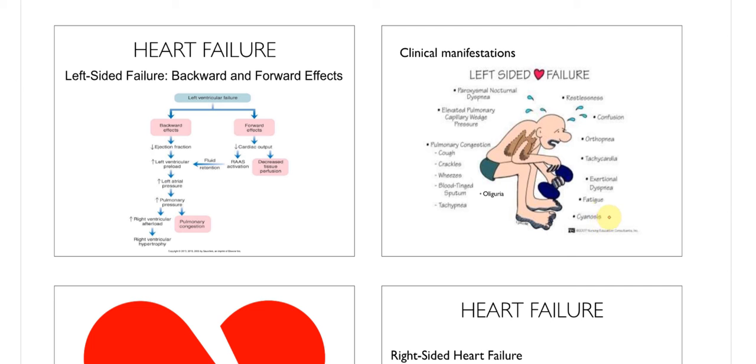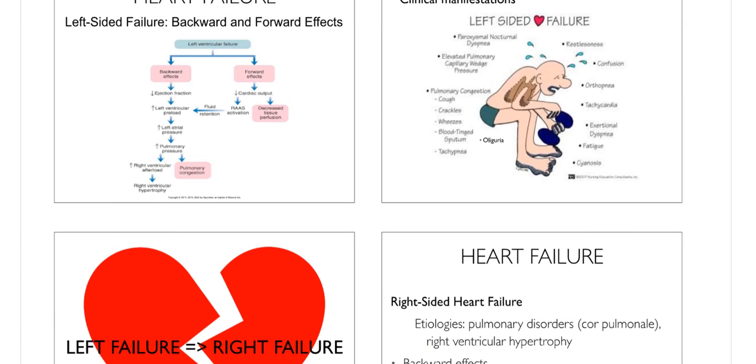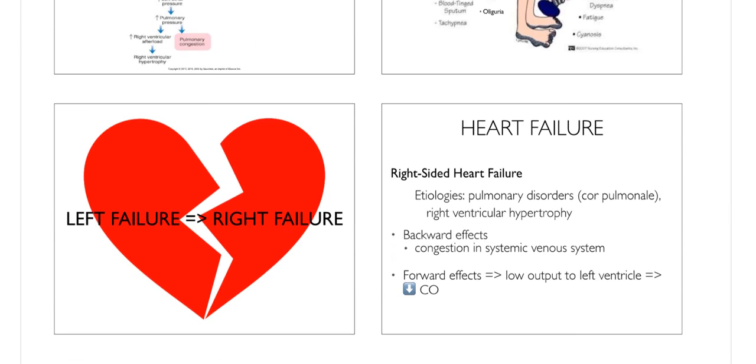Cyanosis and fatigue come from simply the lack of oxygen supply and tissue perfusion that results from low cardiac output. Pulmonary congestion can result in cough, crackles, wheezes, blood-tinged sputum, and tachypnea. We can also have oliguria because the body's like, hey, we have this massive amount of fluid, we need to get rid of it.